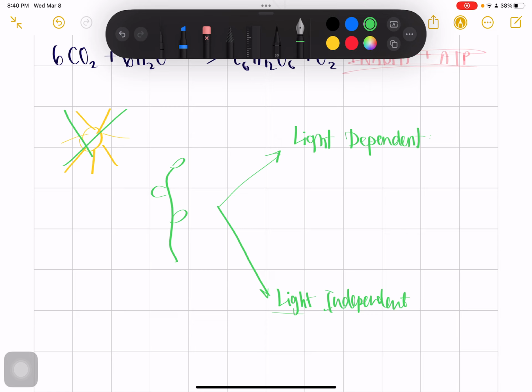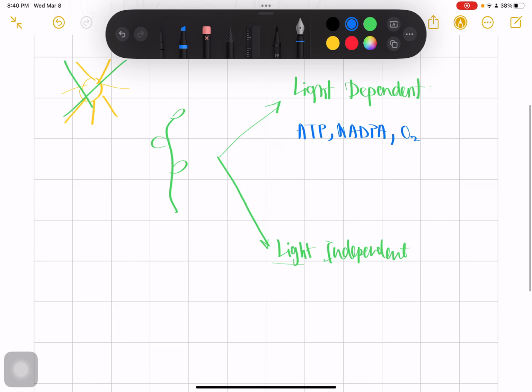So what is the difference between light dependent and light independent photosynthesis? Well, in light dependent photosynthesis, our end products are ATP, NADPH, and lastly we have oxygen. And in light independent, we use these products of light dependent, ATP and NADPH, to produce, in the end, glucose, and we will produce oxygen.